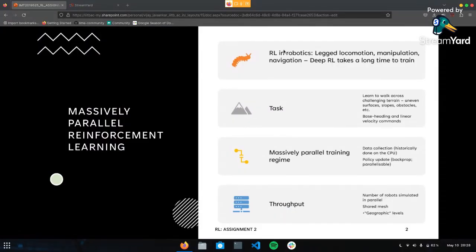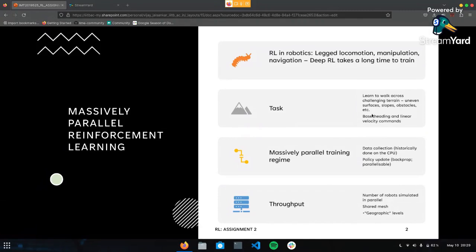First is that RL is used in robotics quite a lot. We have seen some examples in class as well. And the paper notes that leg locomotion, manipulation, and navigation are some of the key focus areas of papers discussing RL and robotics. However, one of the key issues is that deep RL takes a long time to train, mostly because of hyperparameter tuning and so on. And that training methodology has to be changed, which is where these people come in.